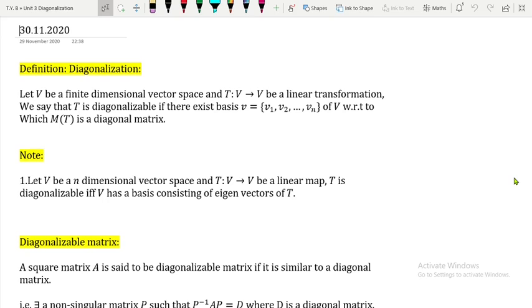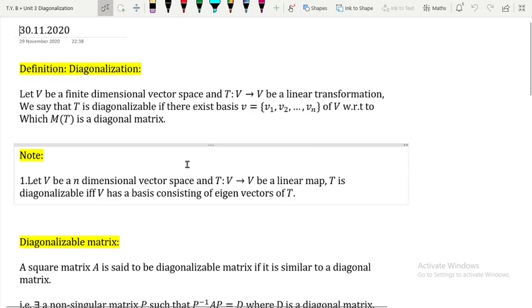Obviously it is not completely a new topic. Whatever concept we have discussed in unit number 2, those ideas have been extended over here, and the new topic has been formed, that is called a diagonalizable matrix. But before that, let us study what is a diagonalizable linear transformation, and then we will go forward to the diagonalizable matrix.